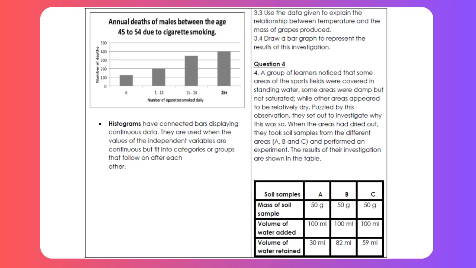Question 4. A group of learners noticed that some areas of the sports fields were covered in standing water, some areas were damp but not saturated, while other areas appeared to be relatively dry. Puzzled by this observation, they set out to investigate why this was so. When the areas had dried out, they took soil samples from the different areas, A, B and C, and performed an experiment. The results of their investigation are shown in the table.